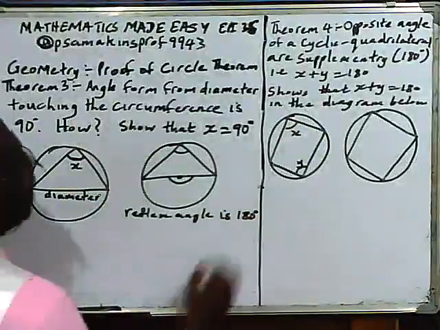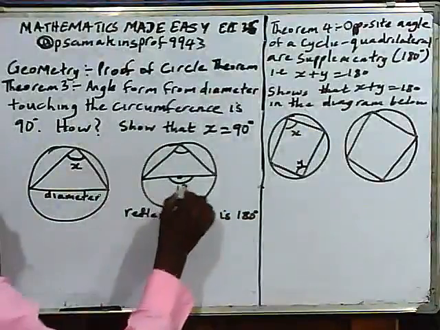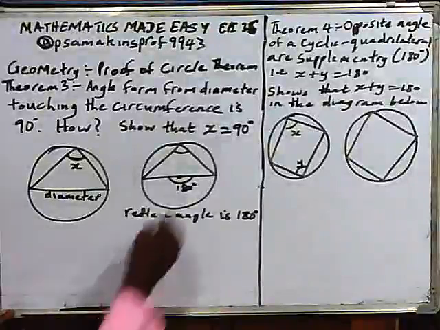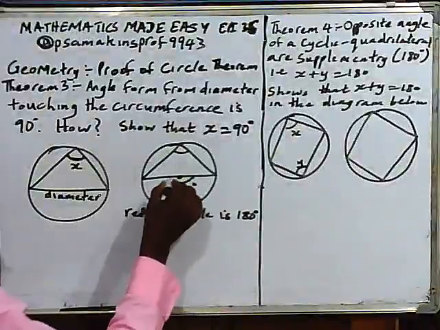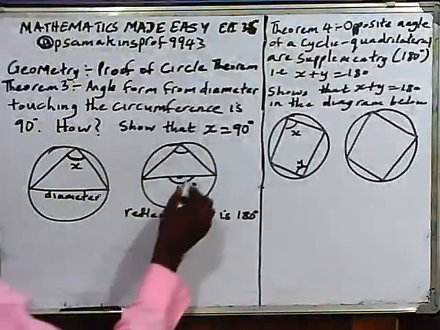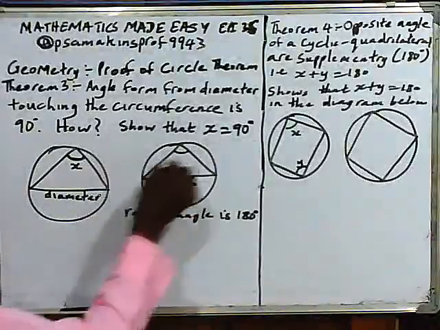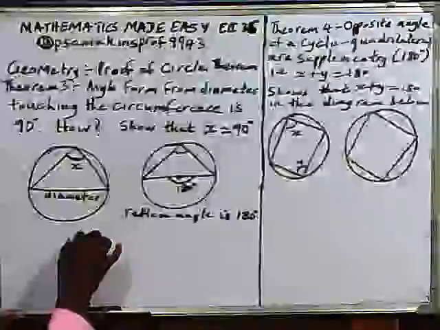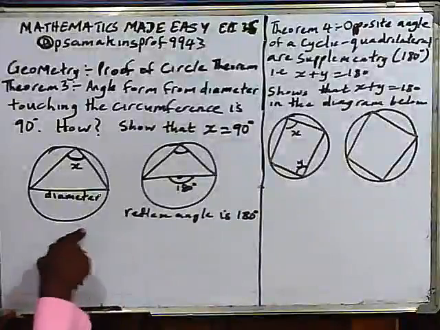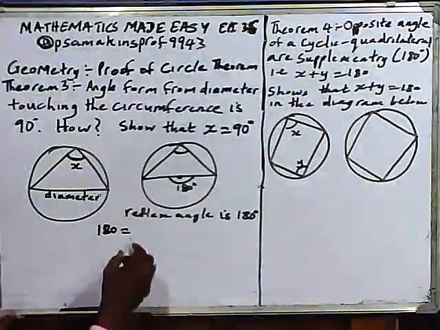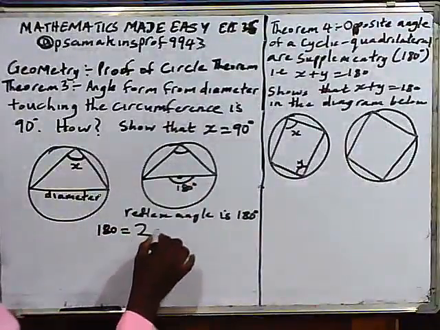180 degrees. So if this place is 180 degrees, theorem 1 says angle at the center is twice angle at the circumference. So if this one is x, that means angle at the center, 180, is twice angle at the circumference, 2 of what?